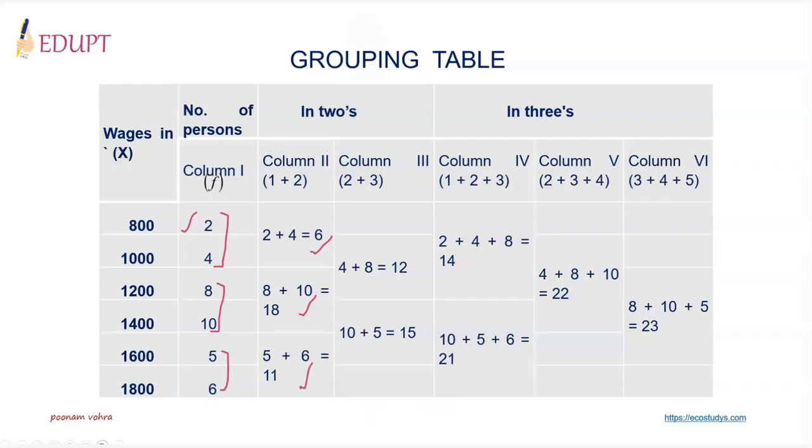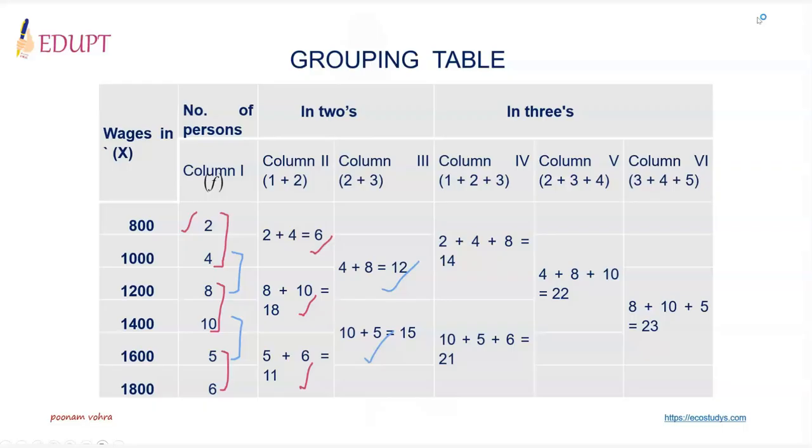Then in the third column, we shall have a grouping of 2 and 3. That is, 4 and 8 makes one group, that is 12. And 10 and 5 makes another group, that is 15. In the fourth column, we need to have the frequencies in the groups of 3.